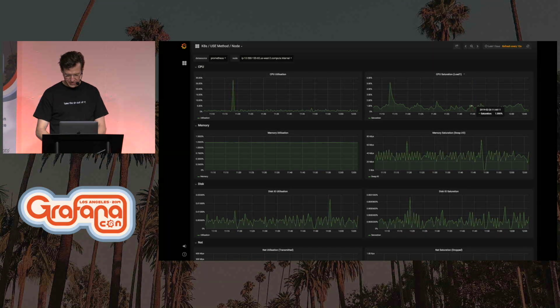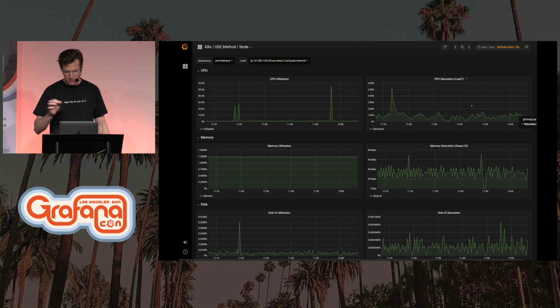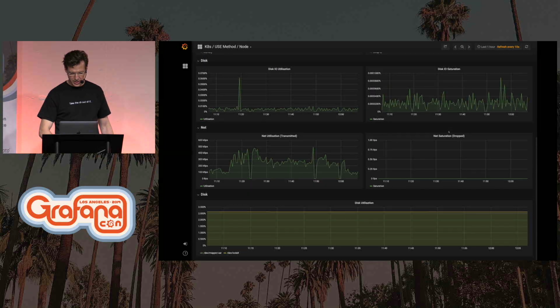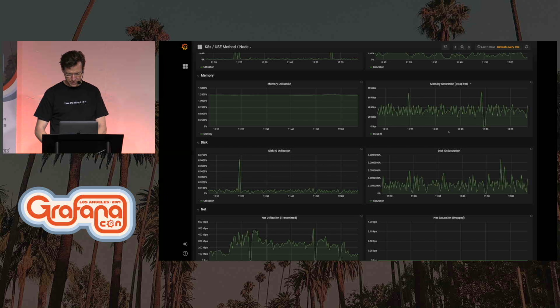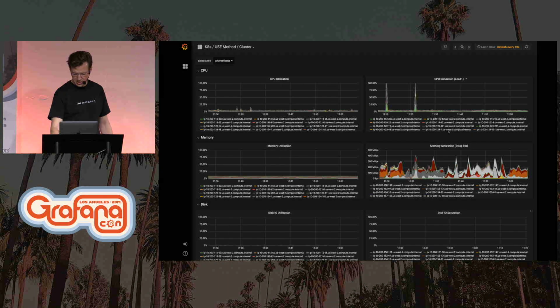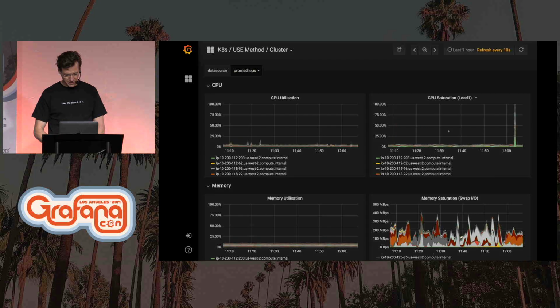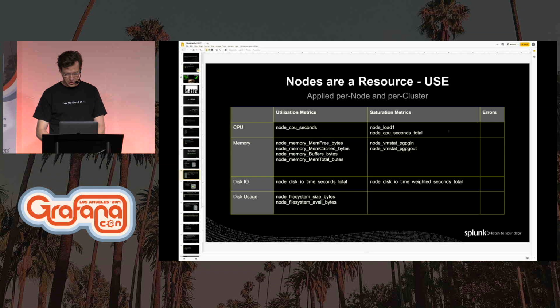So if we take a look at some of these metrics on a typical Kubernetes cluster, this is one of our clusters that's running in production. So I've got CPU utilization, CPU saturation, memory utilization, memory saturation. It's a very interesting way to look at these, to use the USE method for these metrics. And you can even stack these for all of the nodes in your cluster. So this is a fantastic way to be able to look at your node level metrics.